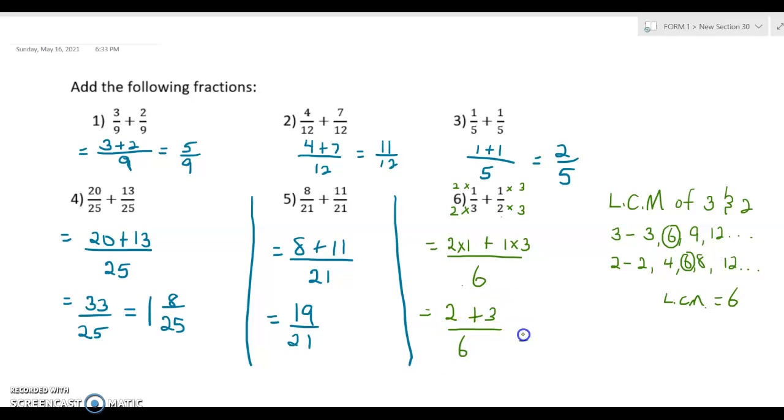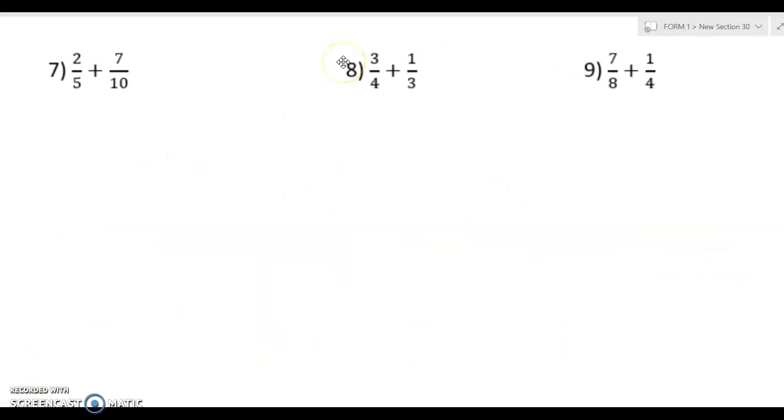Right? So please, I saw some persons doing stuff like this, 1/3 plus 1/2, and they just added the numbers at the bottom to get 5, and they added the numbers at the top. Whenever you have different denominators, you must find the LCM to find that common denominator first, right? Look at numbers 7, 8, and 9. Then we'll look at 10, 11, 12.